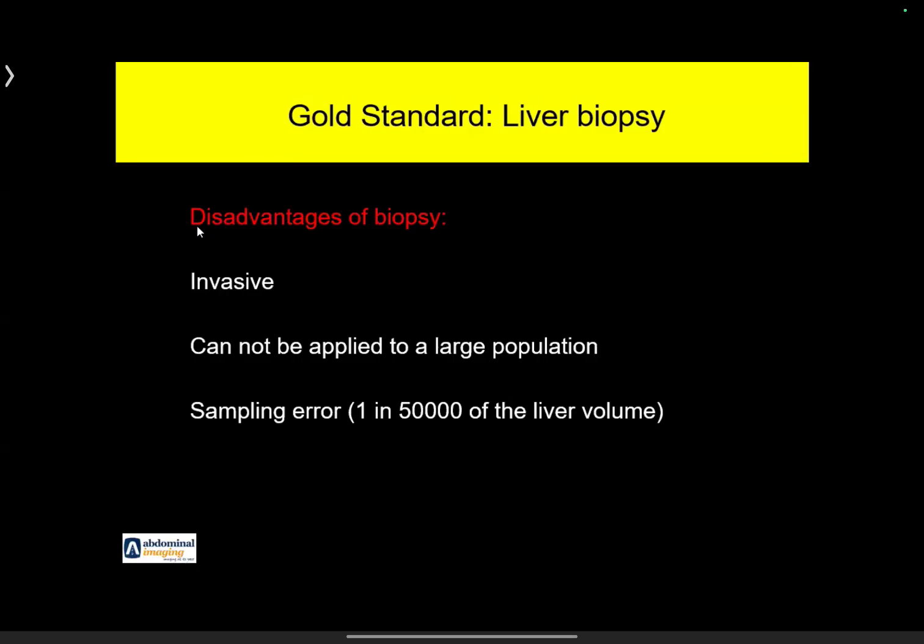Gold standard is liver biopsy, but there are disadvantages of liver biopsy. Number one, it is invasive. You can't apply it to a large population, and there is sampling error. You are just sampling 1 in 50,000 of the liver volume. And I would like to tell you that the liver is not always homogeneous, the same everywhere in the liver. It can be heterogeneous.